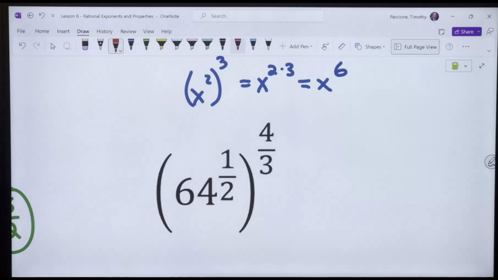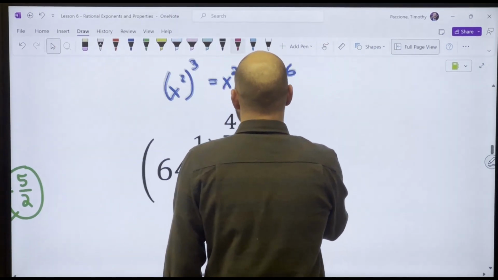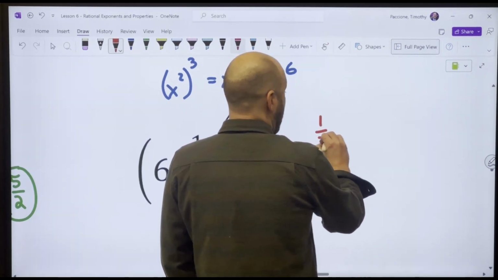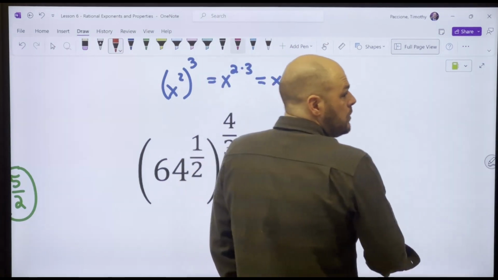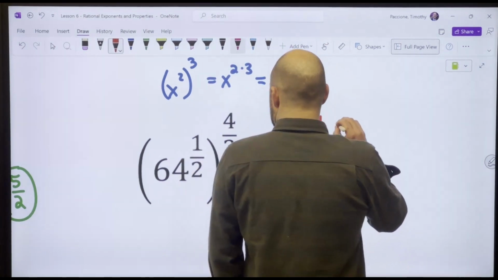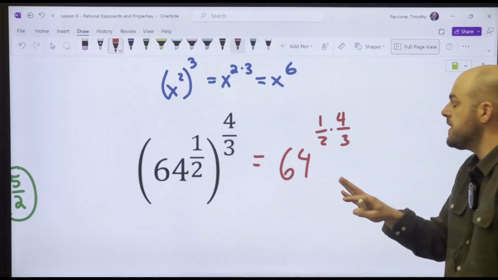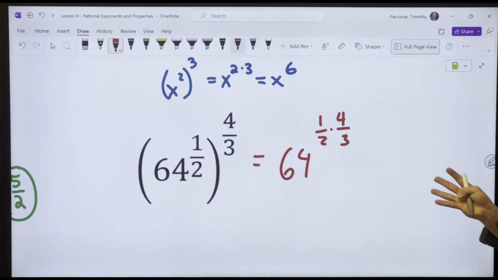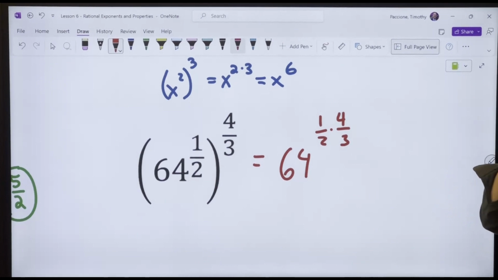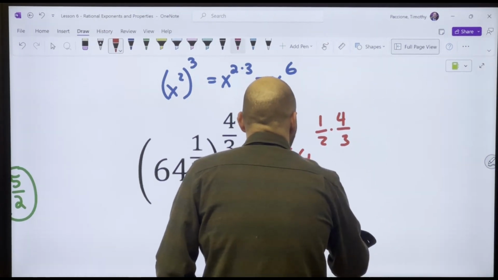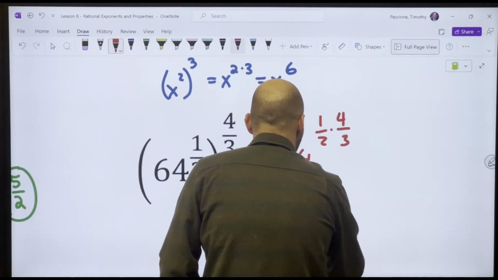So power to power, we multiply, right? So I'm going to have 64 to the 1/2 times 4/3, right? If you need to take that over to the side, you can. For multiplying, sometimes you can just go across, right? And it's not as hard as adding and subtracting. So I'm just going to go down. 64 to the 4/6, right?